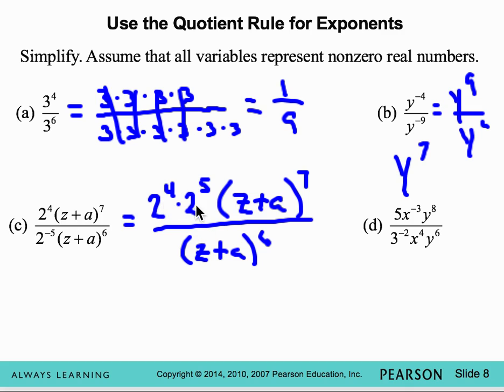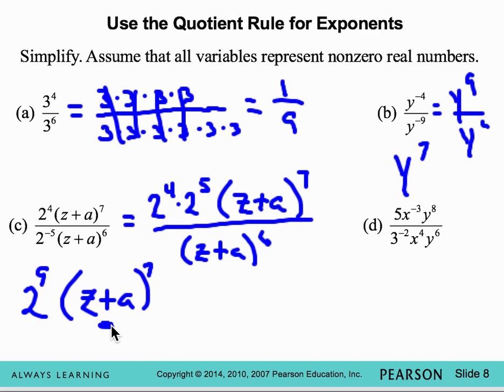All right, now I'm multiplying two numbers that have the same base, so I add the exponents. Remember what that means. Here's 4 of them multiplied together, 2, 2, 2, 2, times 5 more. 4 and 5 are 9. Now, these are the same base, z plus a and z plus a, that's the same. So if I have 7 of them on the top and 6 of them on the bottom, 6 of them are going to get to cancel out, and there's just going to be 1 left on the top.